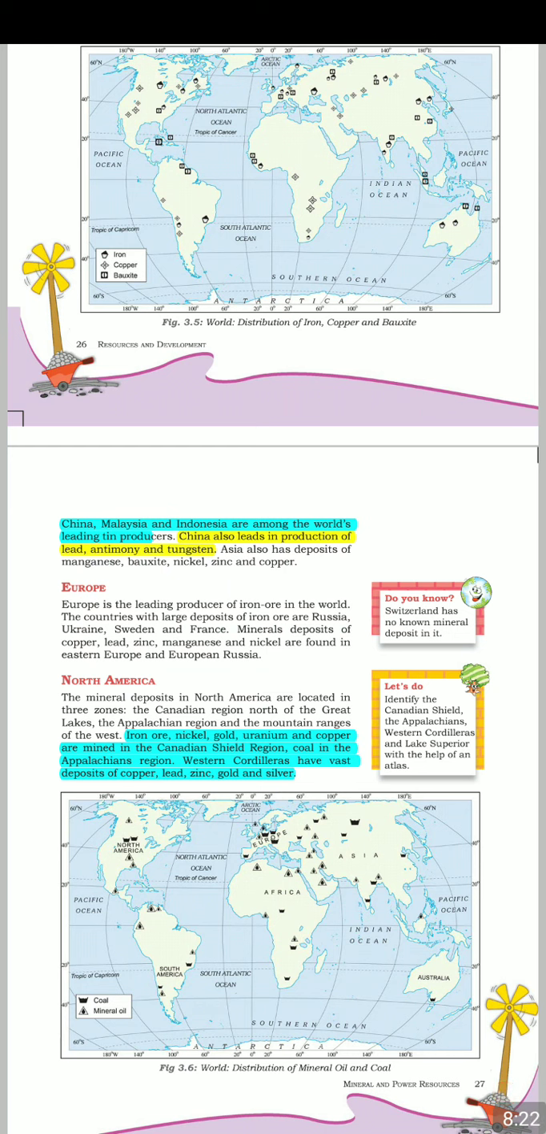So in these three regions, in the Appalachians we find coal. In the Canadian Shield we find iron ore, nickel, gold, uranium, and copper. And in the Western Cordilleras, we have vast deposits of copper, lead, zinc, gold, and silver.